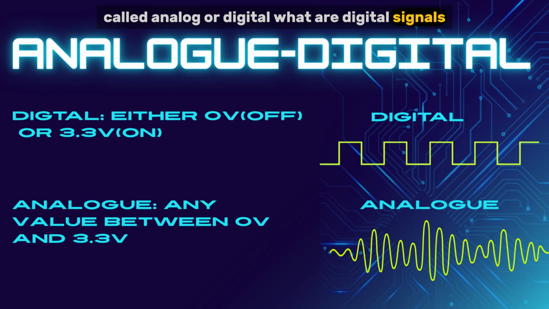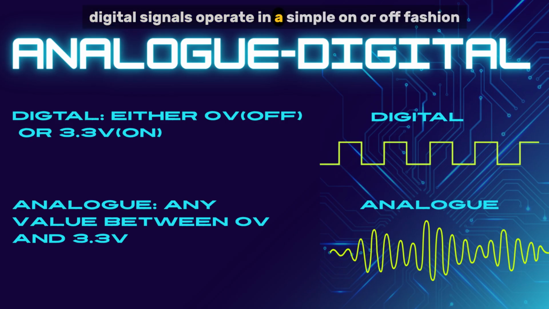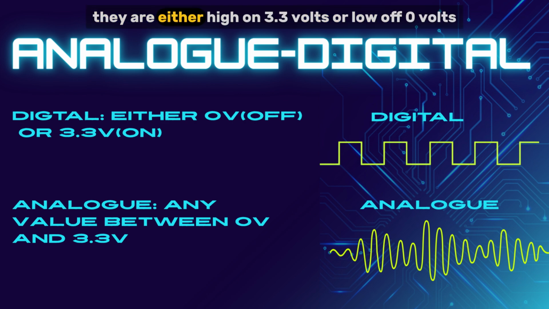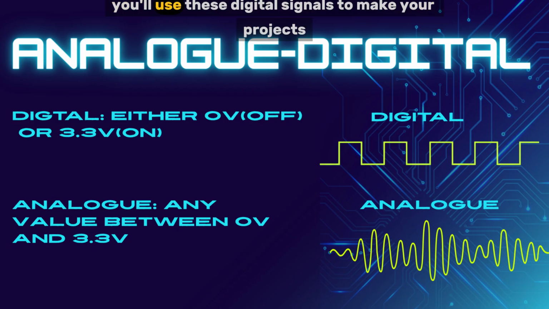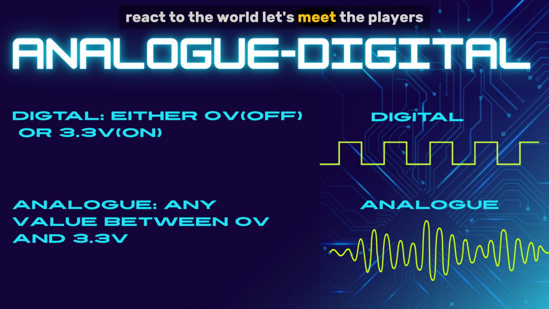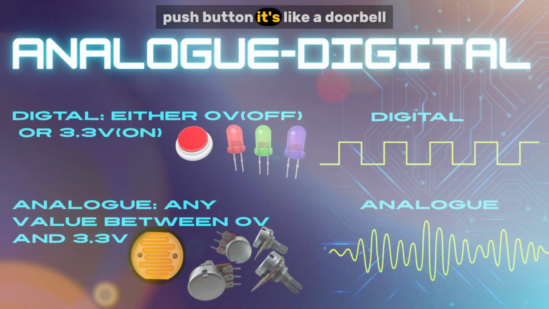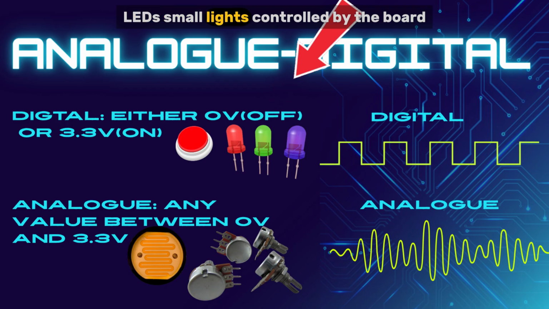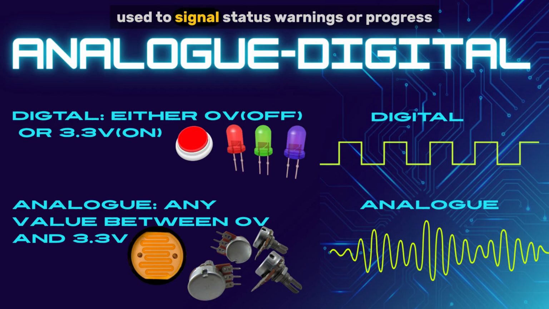What are digital signals? Digital signals operate in a simple on or off fashion, just like a regular light switch. They are either high, on, 3.3 volts, or low, off, 0 volts. You'll use these digital signals to make your projects react to the world. Let's meet the players. Push button. It's like a doorbell. Press it, and your board gets a digital on. Indicator LEDs. Small lights controlled by the board, used to signal status, warnings, or progress.